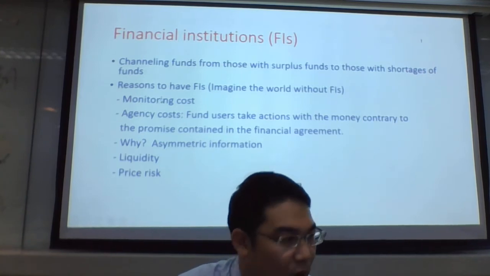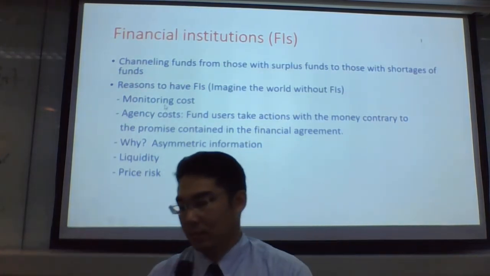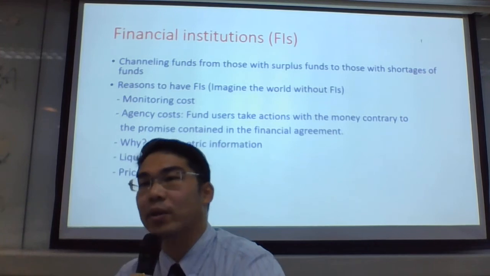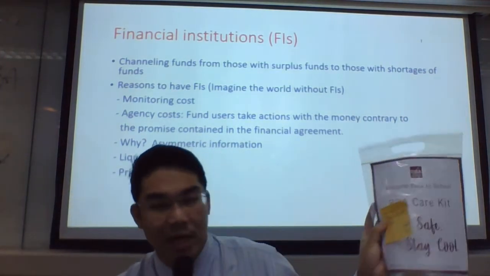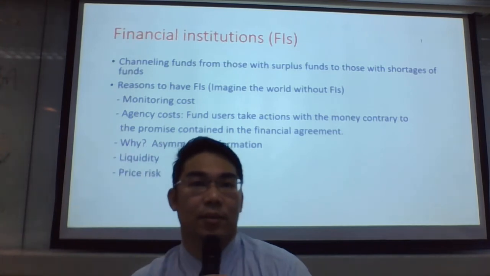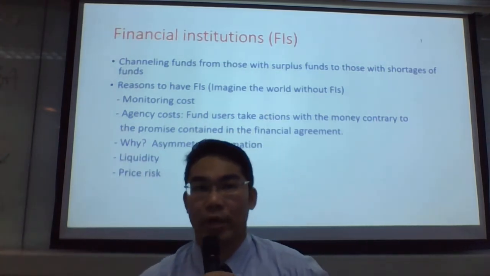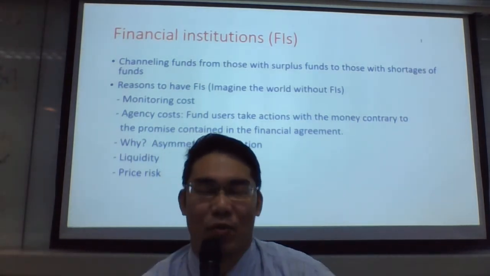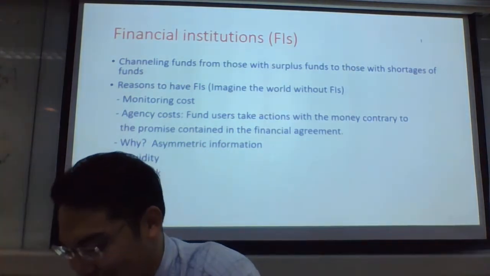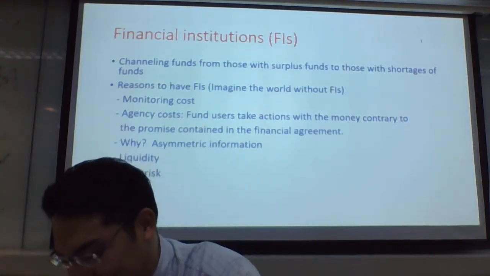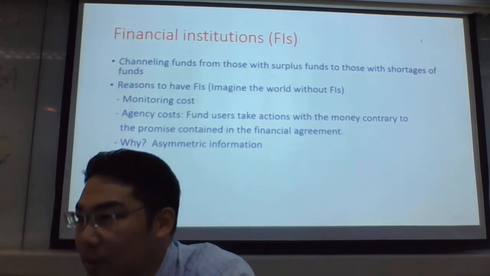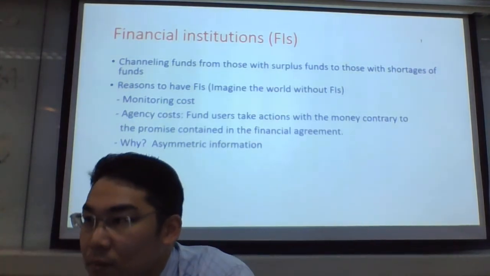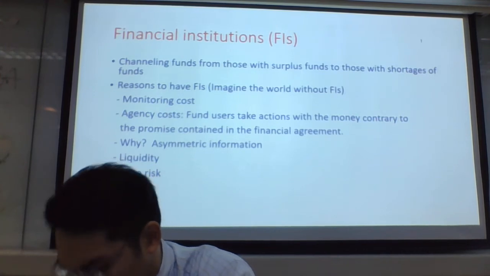The first one is monitoring cost, the second one is agency cost. Okay, what is monitoring cost? And why is monitoring cost important that we have the financial institution? What is monitoring cost? Any idea about this one? Any examples? Remember, no right, no wrong. Everything is just perspective. Can you give me an example? Okay, thank you very much.